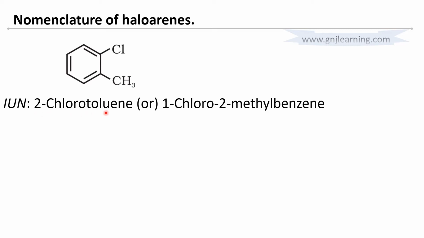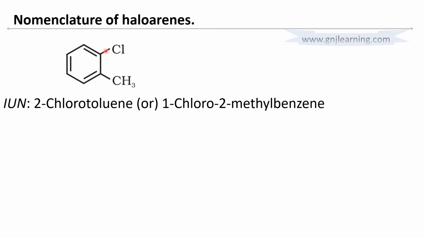If this is the naming, then the carbon attached to the toluene is the parent. So the carbon attached to the parent chosen will be the first carbon. Clear? First carbon of benzene will be this one. Whereas if I am choosing this as the first carbon, then this will become the second carbon. So it is 1-chloro-2-methyl-benzene.